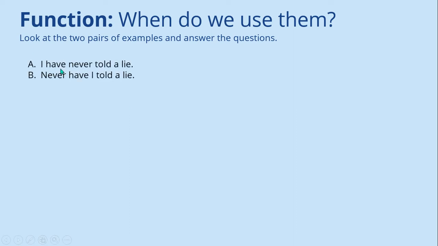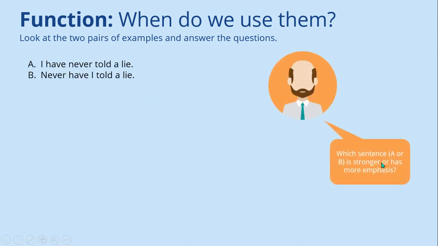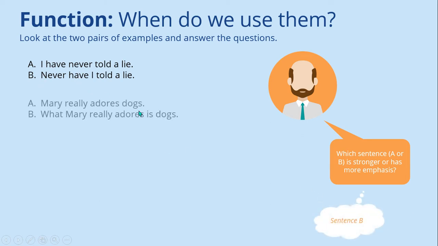Number one: A, I have never told a lie, and B, never have I told a lie. Here the tense is the present perfect. The question for you now is, which sentence, A or B, is stronger and has more emphasis? Can't you guess it, A or B? If your answer is B, that is right. The meaning here is you really want to stress the adverb at the beginning of the sentence.